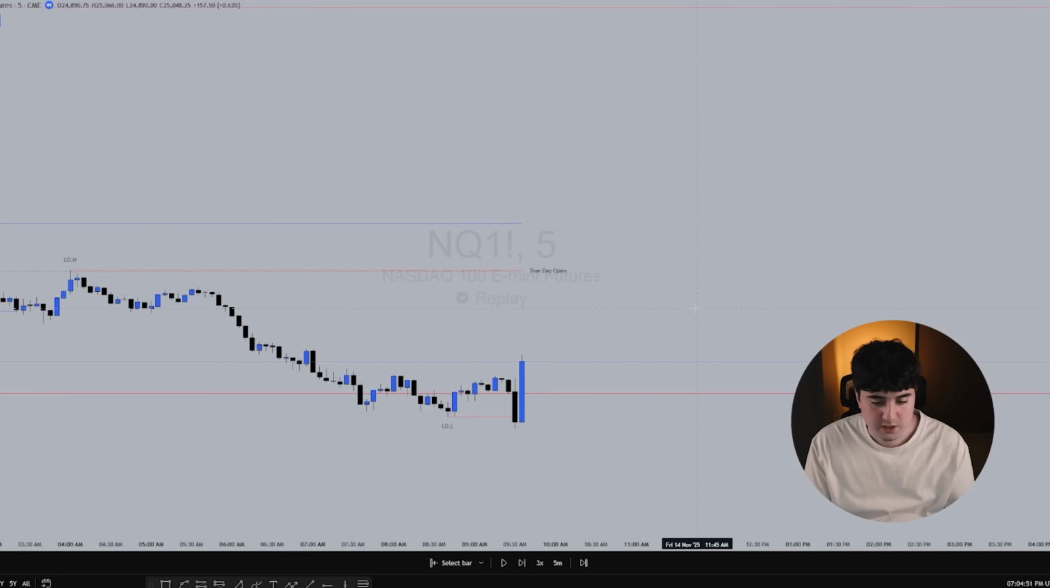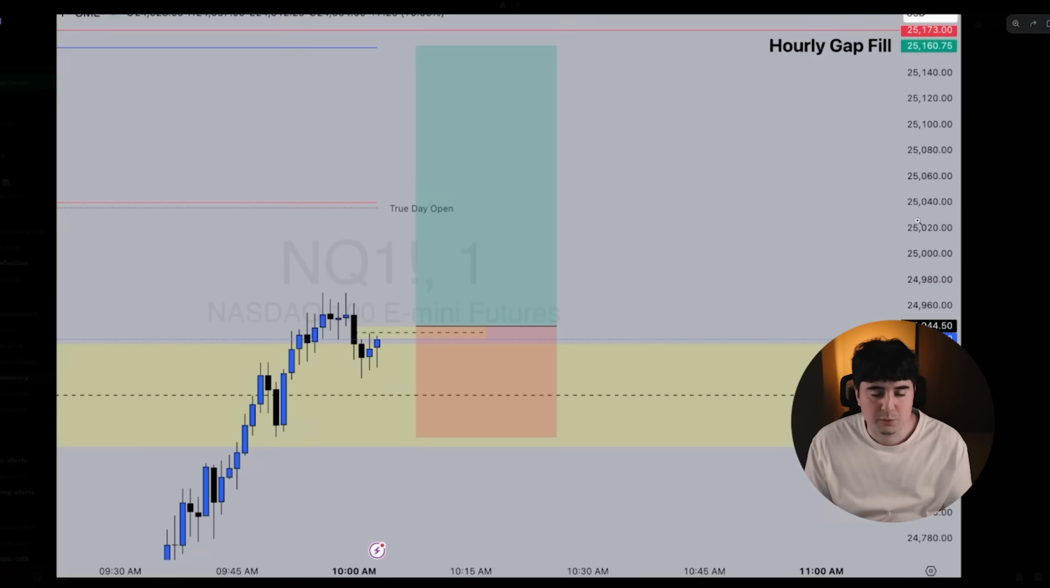So for this example right here, the trade that we ended up actually taking was a trade I ended up taking with my Discord community live. And here was the trade.